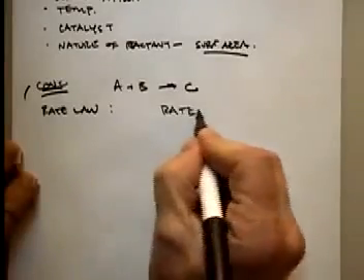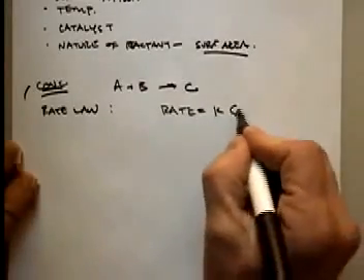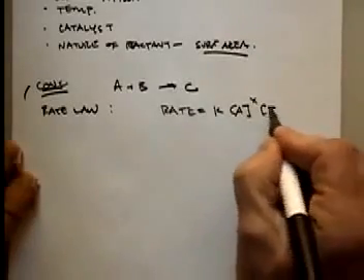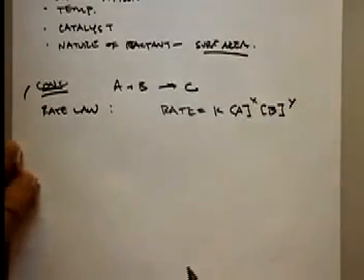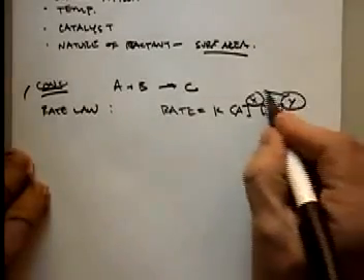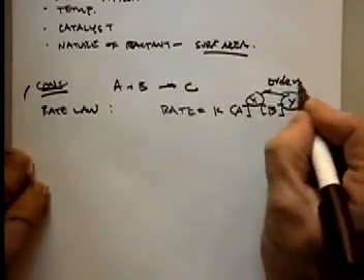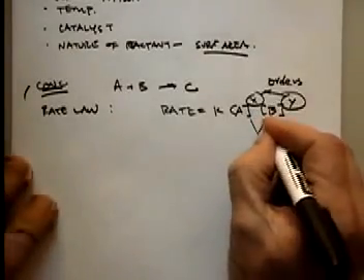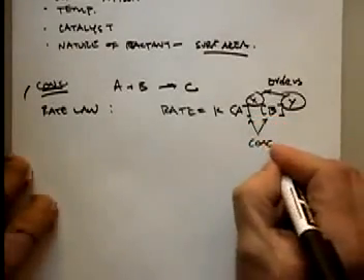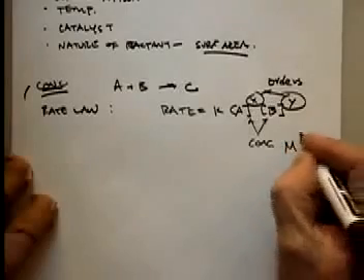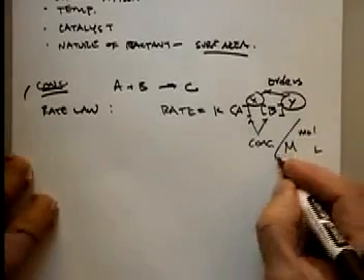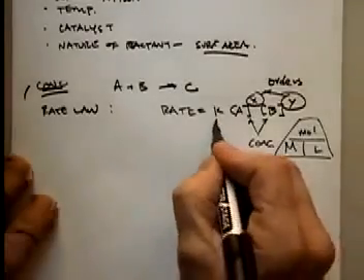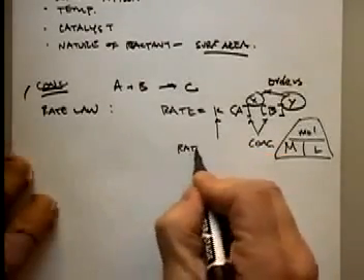Rate is equal to some constant k times the concentration of A to some power x times the concentration of B to some power y, where x and y are called the orders, not the exponents, but the orders of each reactant. These brackets right here mean concentration in terms of molarity. Remember, molarity is equal to moles divided by liters. And the k right here is known as the rate constant.